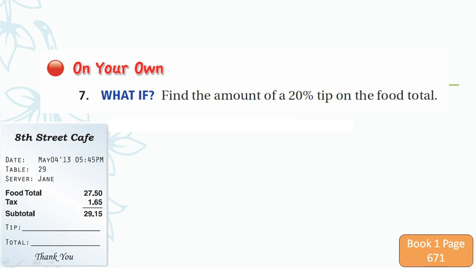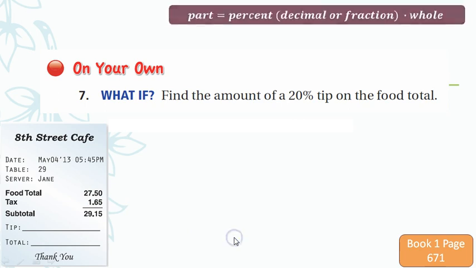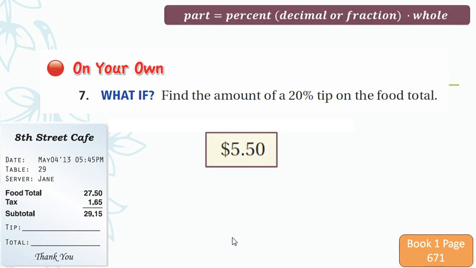Welcome back. Let's check to see if your answers are correct. We will be multiplying the 20% as a decimal, 0.20, times 27.50. The resulting tip amount would be $5.50. Did it match your answer? Great! It looks like you're ready for the homework.